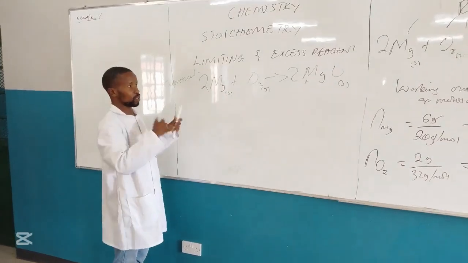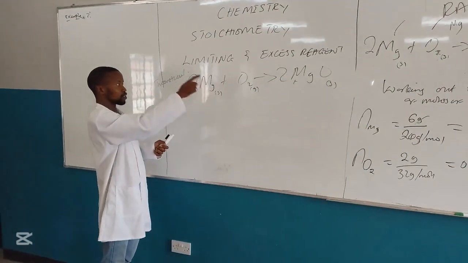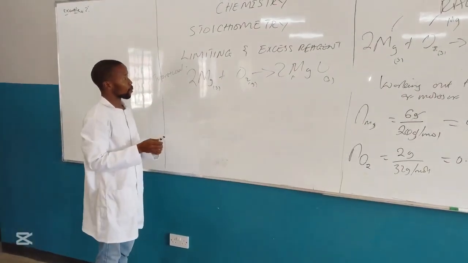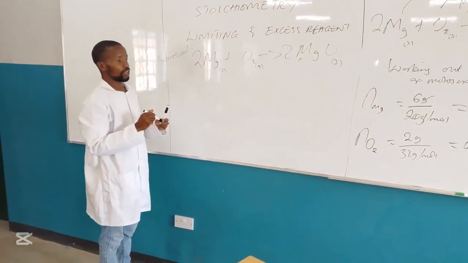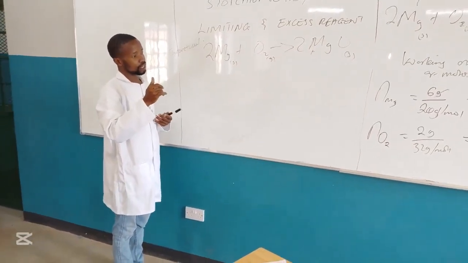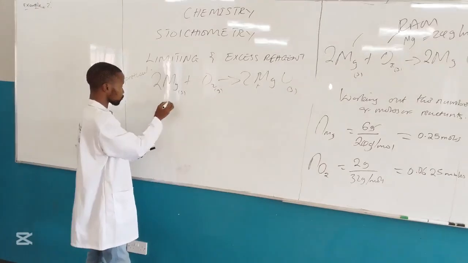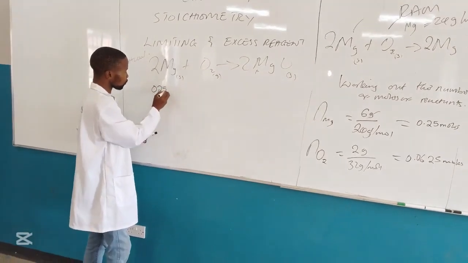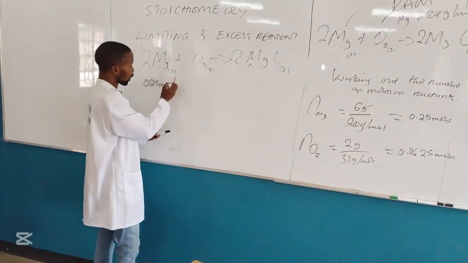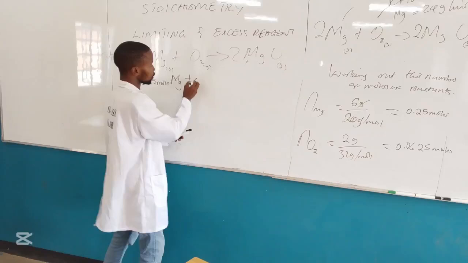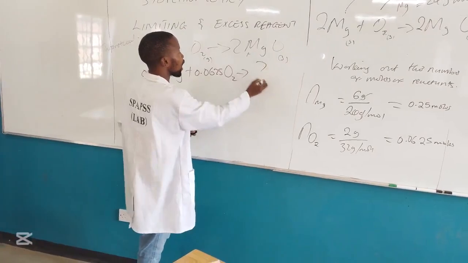It is just what tells us whether we like it or not. For us to produce 2 MgO, we need 1 mole of oxygen and 2 moles of magnesium. But with what we have, the 6 grams as well as the 2 grams of oxygen, we see that what we have is 0.25 moles Mg plus 0.0625 O2. So that's what we actually have.